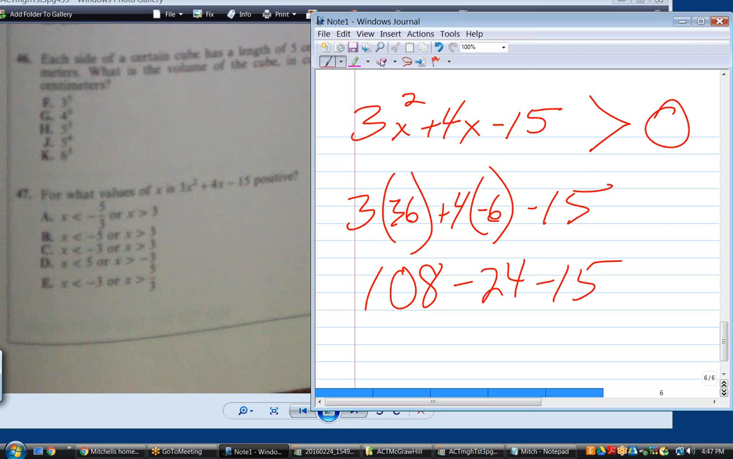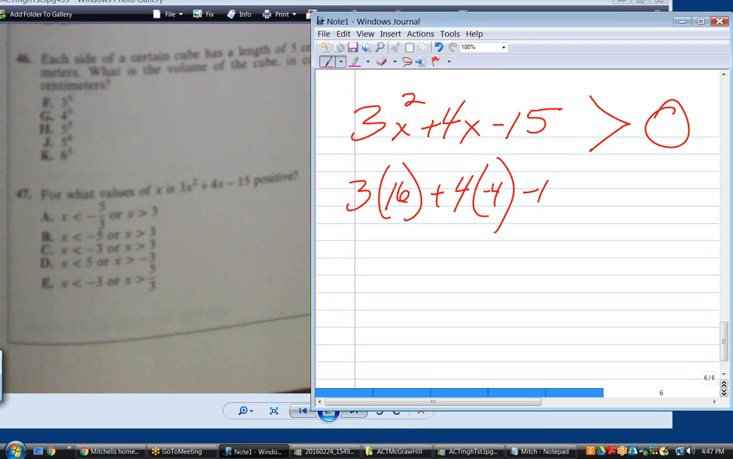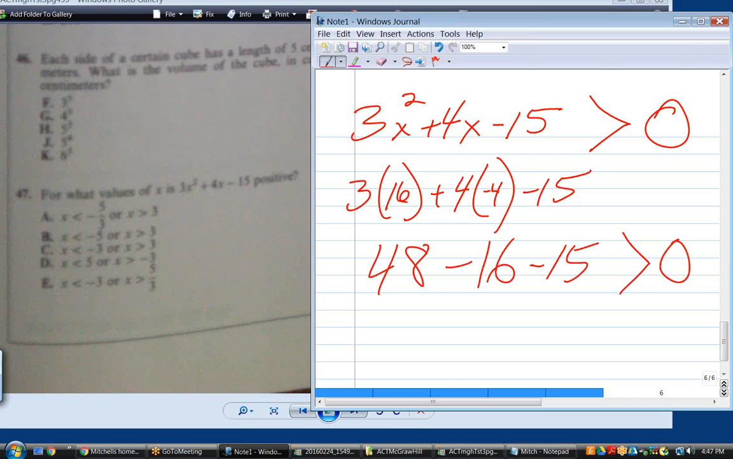But I think if x is 4, it's also positive, right? Or minus 4, rather, which is not in that range. In other words, I might be able to rule this out as an answer by testing minus 4. Minus 4 becomes, this is still going to be positive, is it not? And now we have 48 minus 16 minus 15. That's still greater than 0. So B is not an answer.